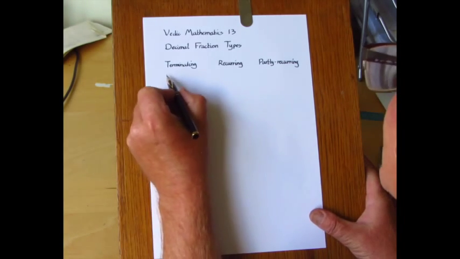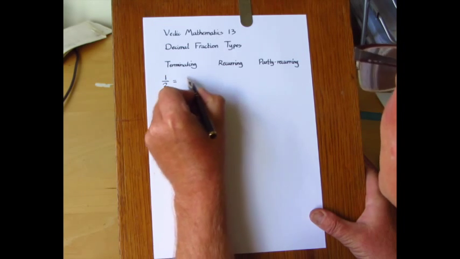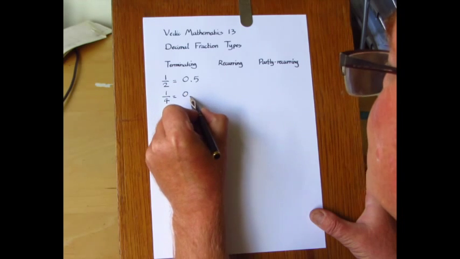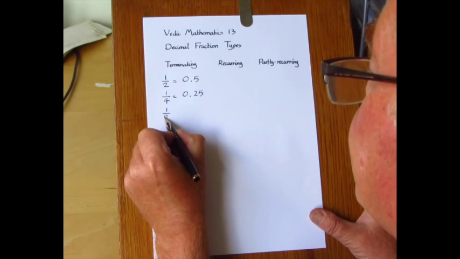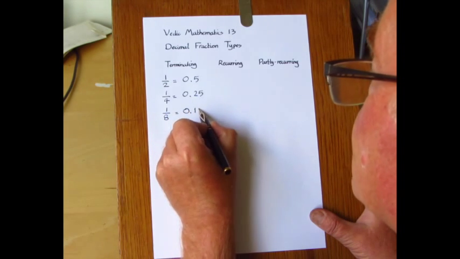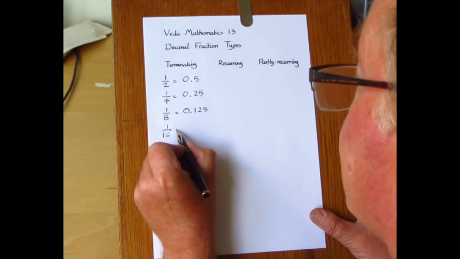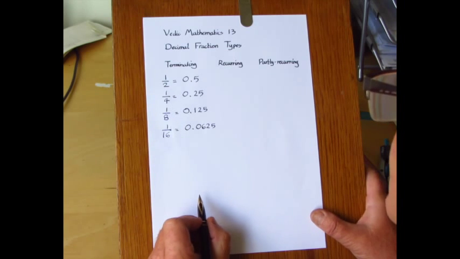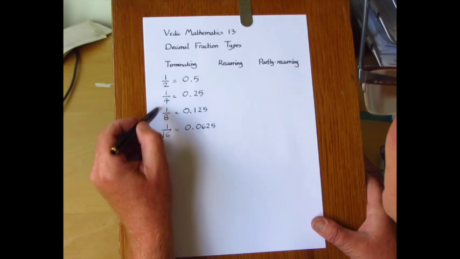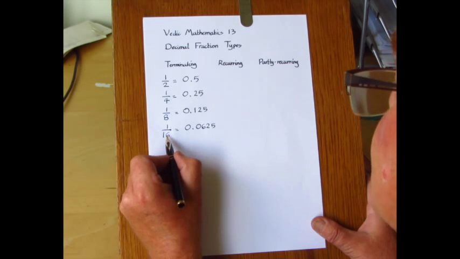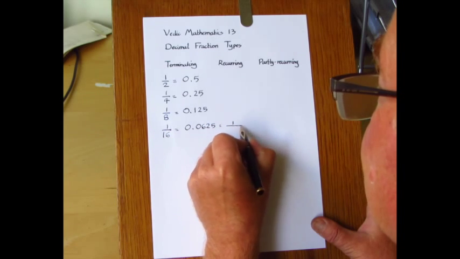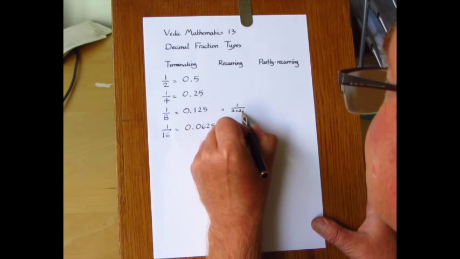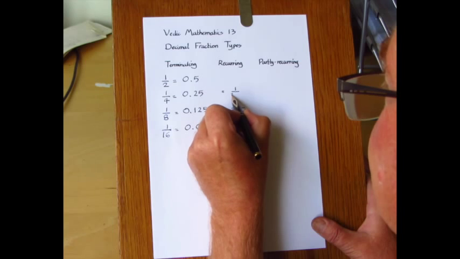Well, if we take a very simple example, 1/2, we know that it is 0.5, and 1/4 is equal to 0.25, and that's terminating, and 1/8 is equal to 0.125, and 1/16 is equal to 0.0625, and all of these are terminating. Now, if you have a look at the denominators, they all have factors of 2. So 16, for example, is 2 times 2 times 2 times 2. Likewise, 8 is 2 times 2 times 2, and 4 is 2 times 2.